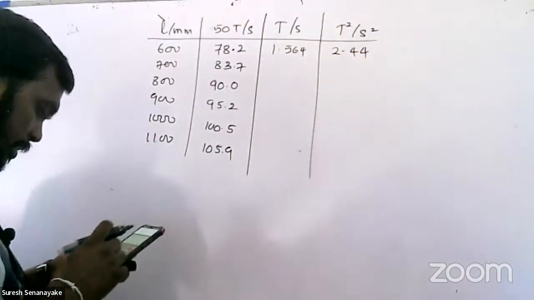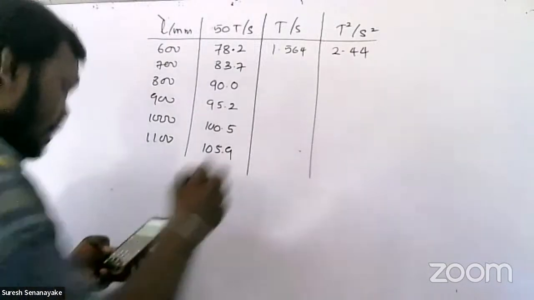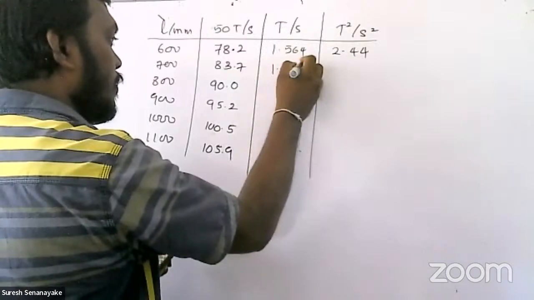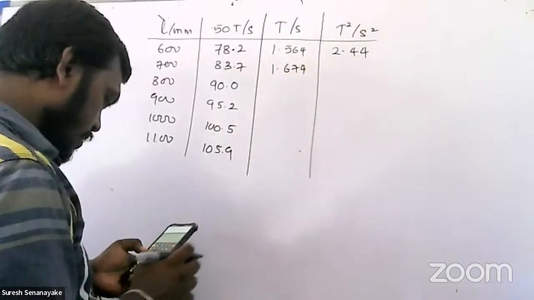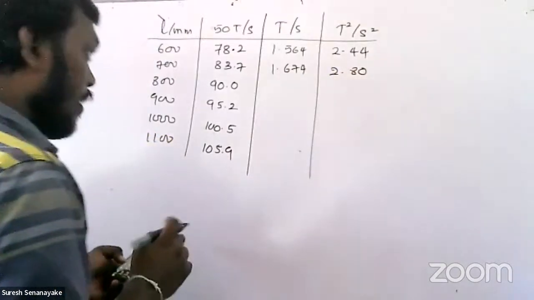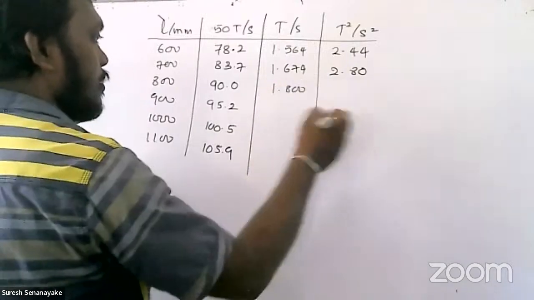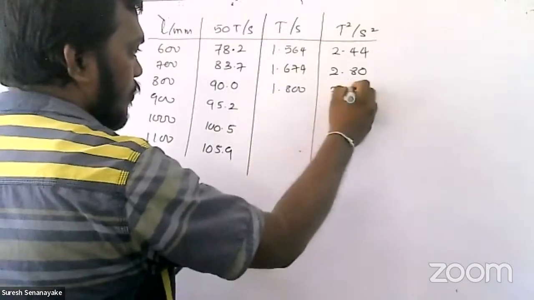Then 83.7, that's divided by 50. Its value is 1.674. And squaring this, you can get 2.80. And then 90, this we already know is 1.8. So squaring of this is 3.24.